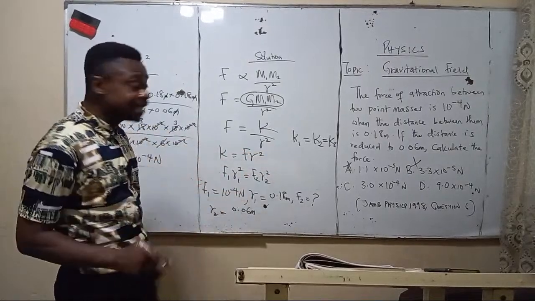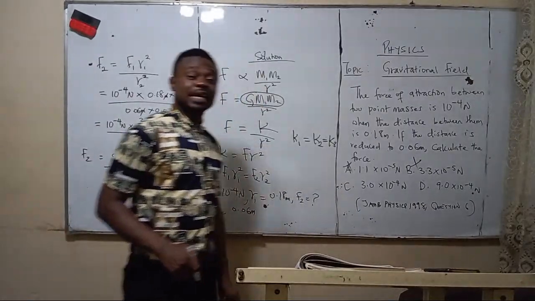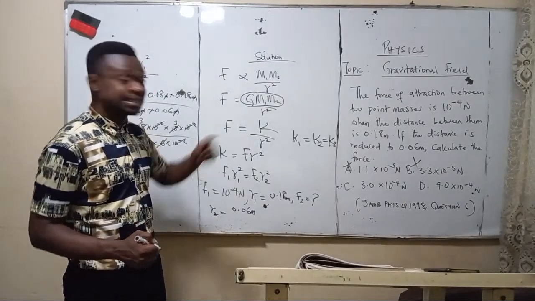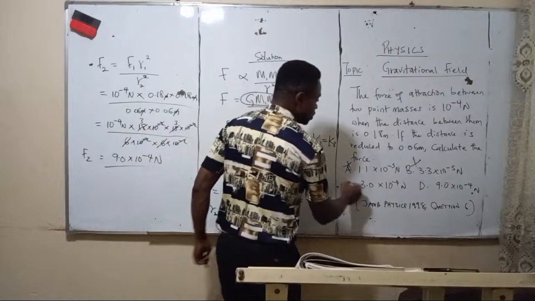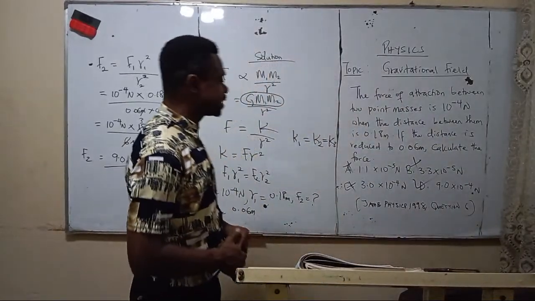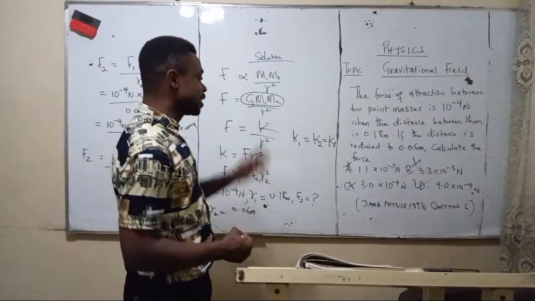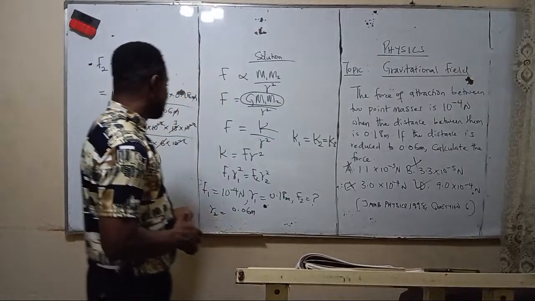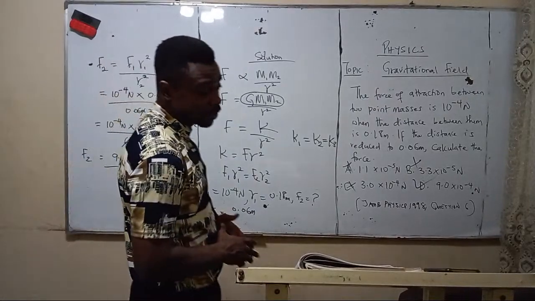If you mistakenly end up not squaring this thing, you get 3.0 times 6 power minus 4, and you think it's the answer, you go and tick it. So this is wrong. So the answer is what? D. So the answer to JAM Physics 1998 question number 6 is D, 9.0 times 3 power minus 4.